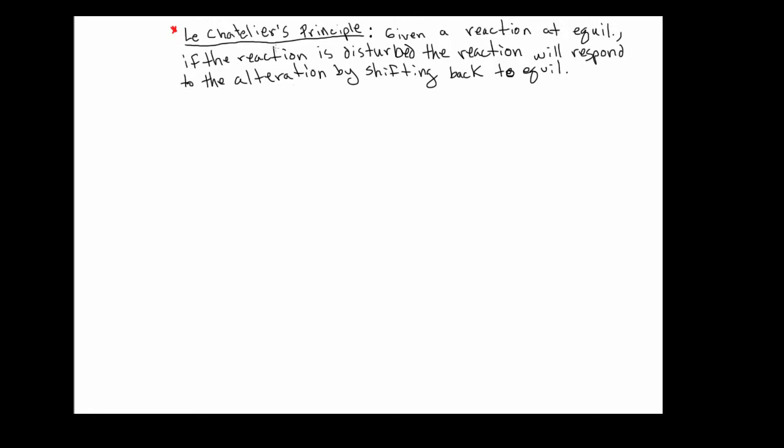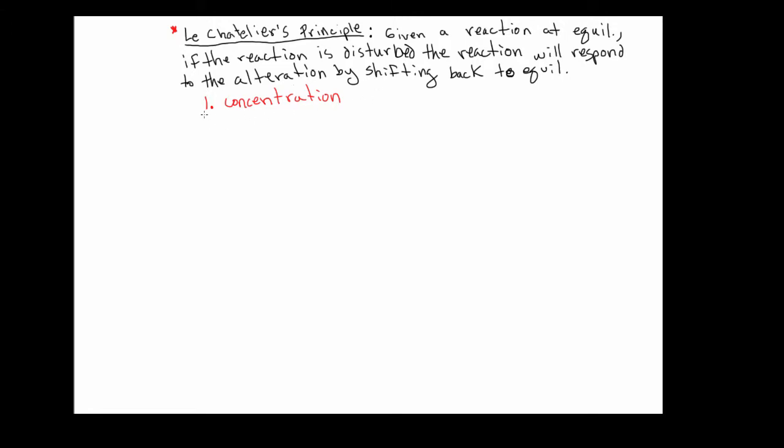So the idea here is that you've got a chemical reaction that is at equilibrium, and then you do something to it. All right, and there are three main categories of ways in which we can alter the position of a reaction so that that reaction then has to respond to the disturbance by shifting back to equilibrium. The first way that we can knock a reaction out of equilibrium is by manipulating the concentration of reactants, products, or all the above.